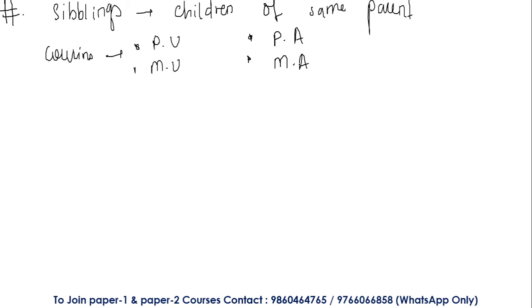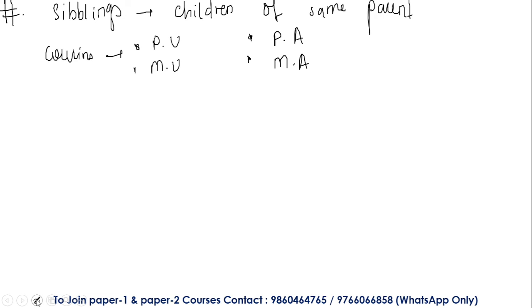Siblings are children of the same parent. Cousin means the children of a paternal uncle, maternal uncle, paternal aunt, or maternal aunt. They are usually cousins for us, right? We know that. This is the usual term. Siblings and cousins, this is clear. Now the third thing that you have to understand here is in-law relations.